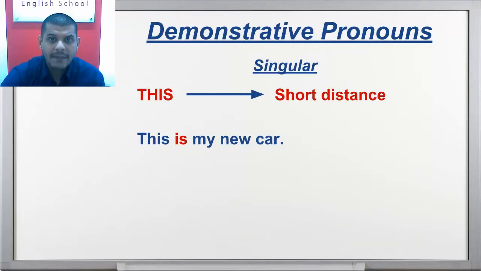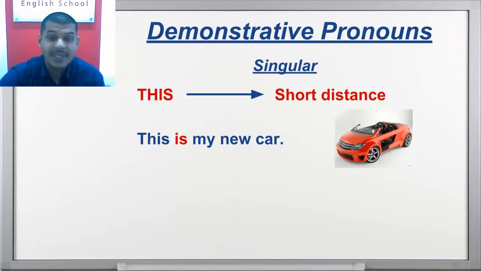Now, take a look at the picture I have here. You see, the car is not distant. The car is close. It's in a short distance, so I can use this. This is my new car. But attention to something. It's singular, so when I conjugate the verb, I need to conjugate the verb is, okay, because it's also in the singular, alright?